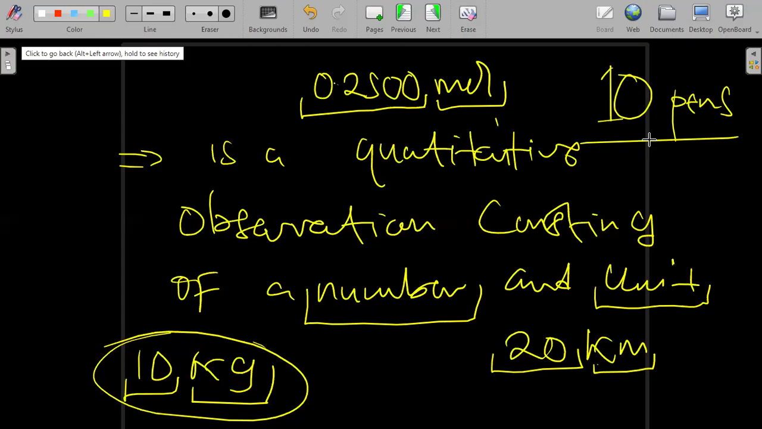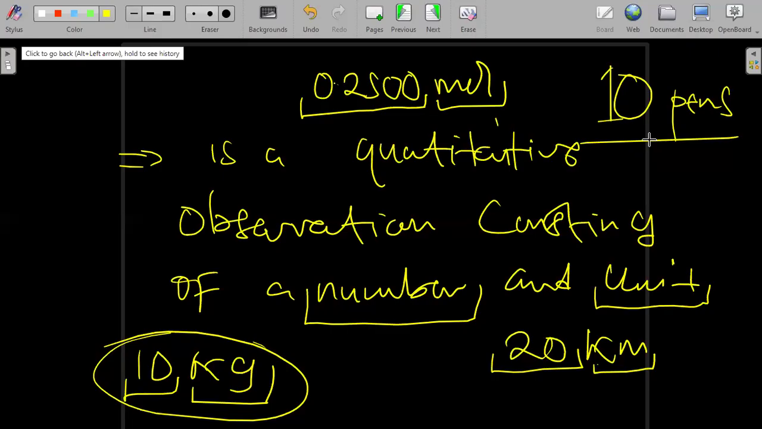Exactly. Okay, so those pens there, they are not units. So we're going to say that that is not a measurement. Okay, so that was just an expression that was obtained by counting. You just counted 10 pens and then you are saying 10 pens. So that is not a measurement. Okay, so we've defined what a measurement is.